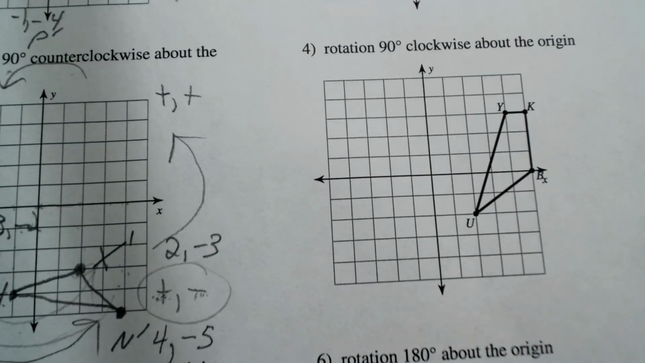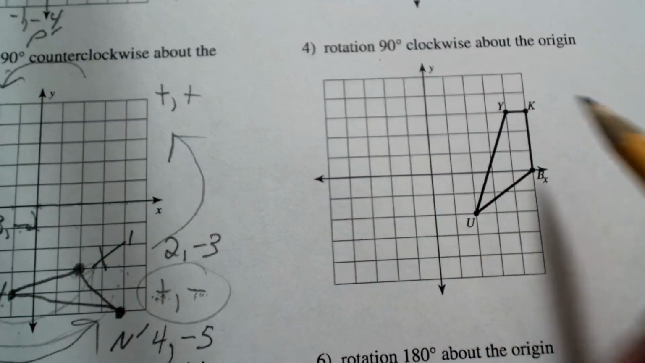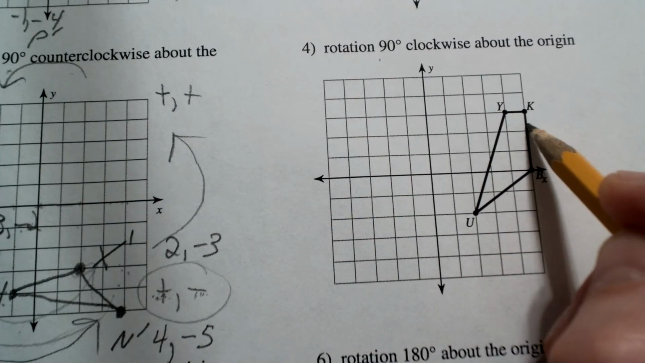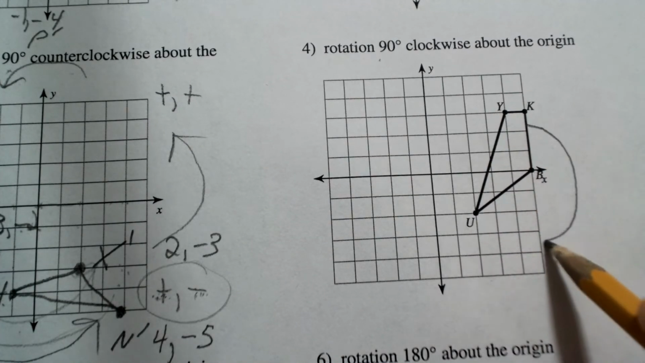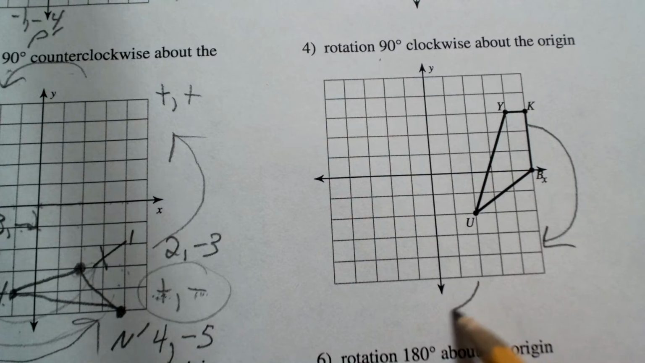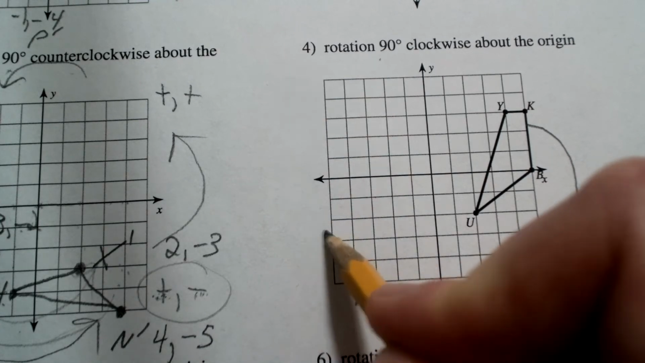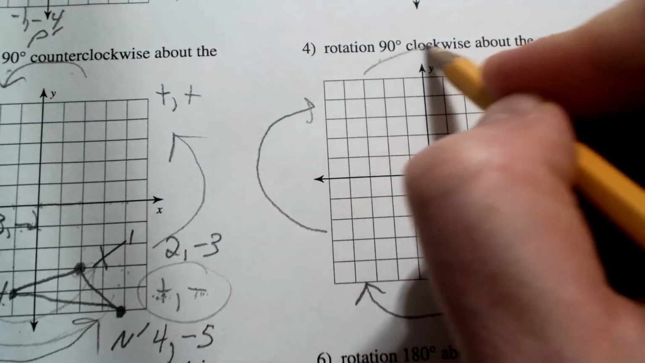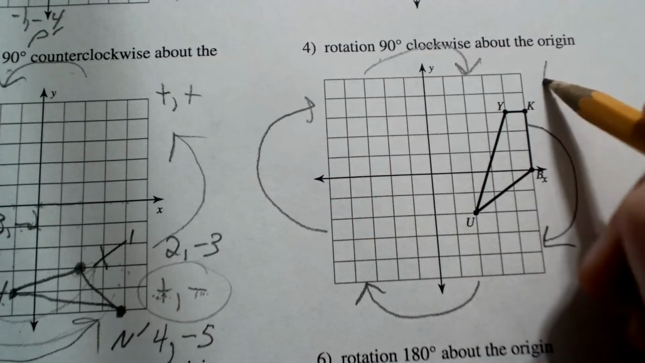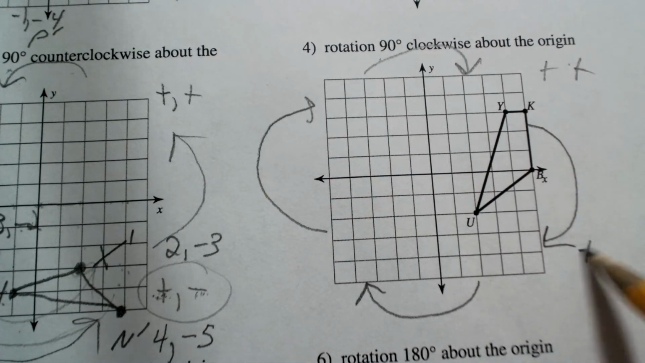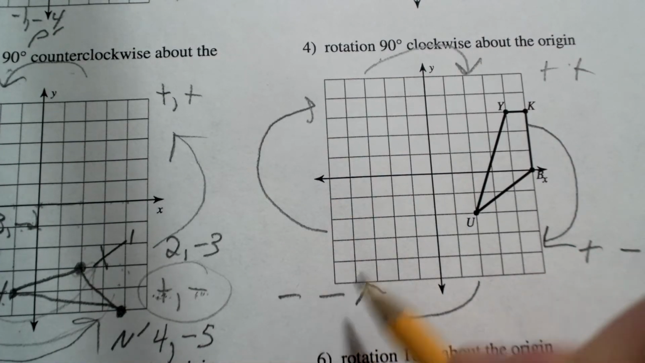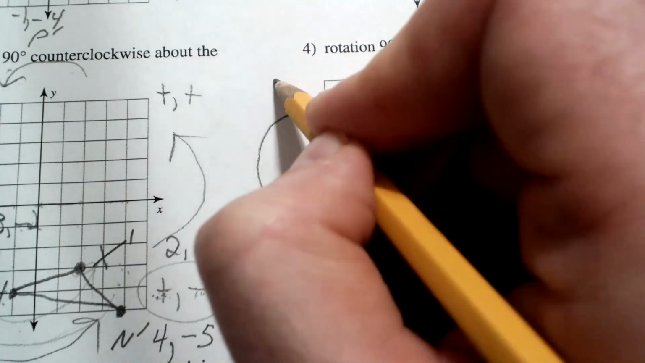Okay, again, so 90 degrees, but it's clockwise. So what I do is, 1 is going down here to 4. This one's going over here. This one's going here. This one's going here. So positive, positive, positive, negative, negative, negative, negative, positive.